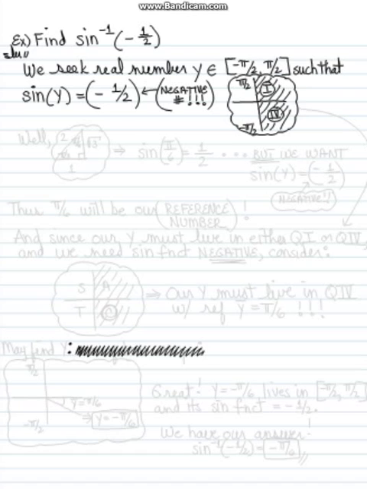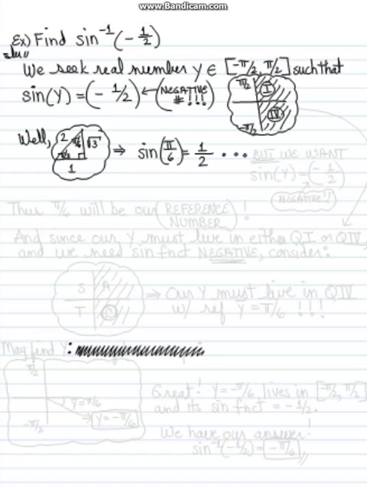Let's continue. The numbers 1 and 2 are interesting because they come from the 30, 60, 90 triangle. So let's draw that 30, 60, 90. We have π/3, π/6, π/2, 1, 2, square root of 3. Now, sine is opposite over hypotenuse, so the sine of our π/6 gives us 1/2.